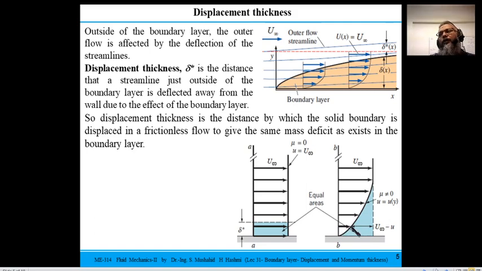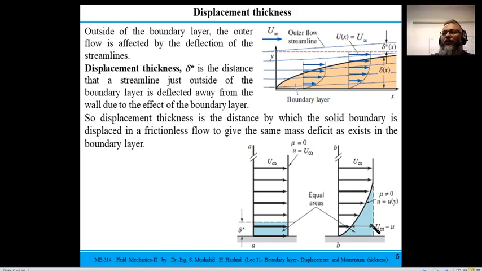So if this is considered to be an inviscid flow, then the whole velocity would be uniform. So the whole flow would be u infinity, just like this, and delta star is hypothetically that distance where the velocity profile changes due to the viscous effect.